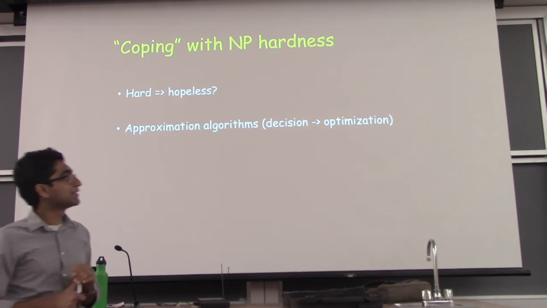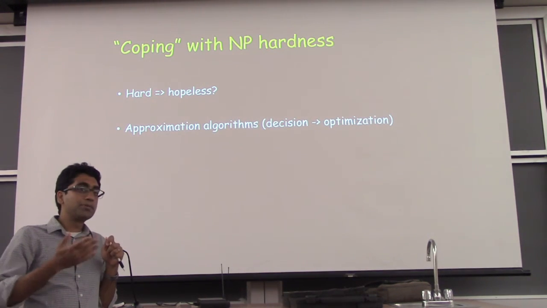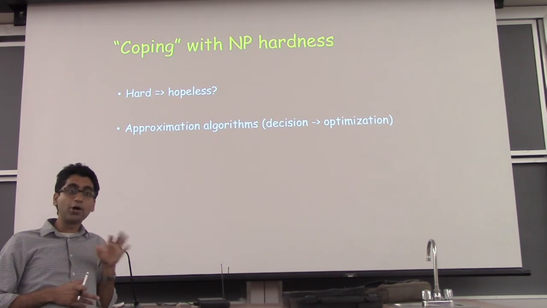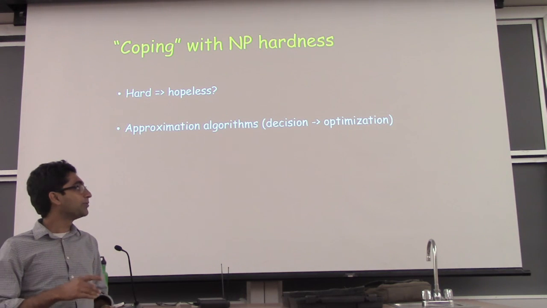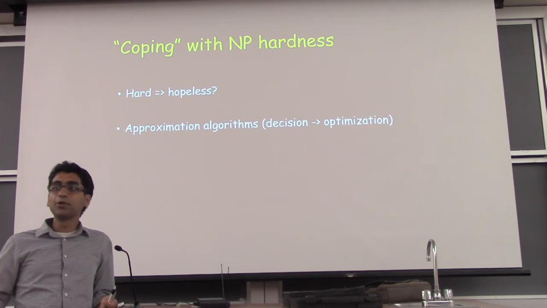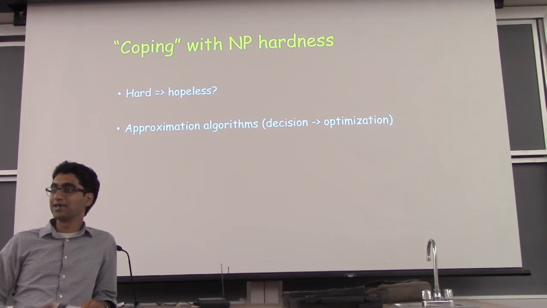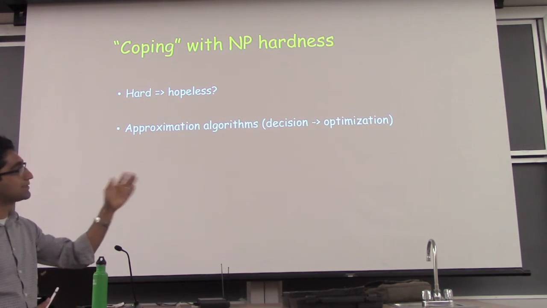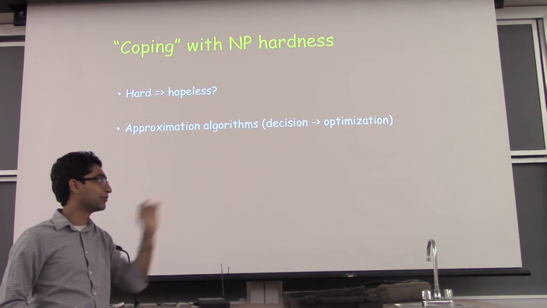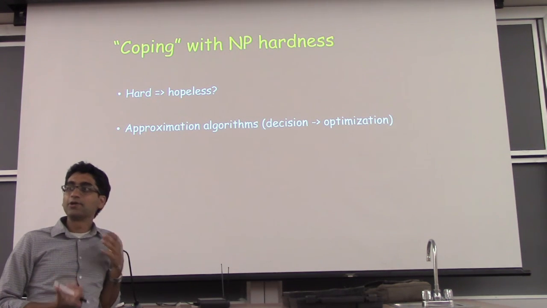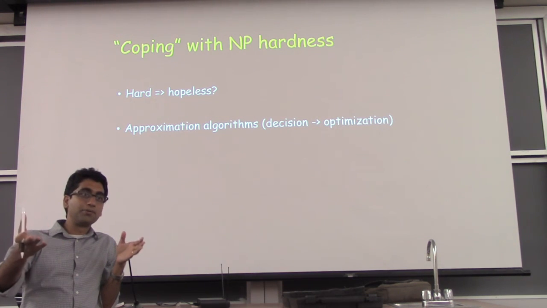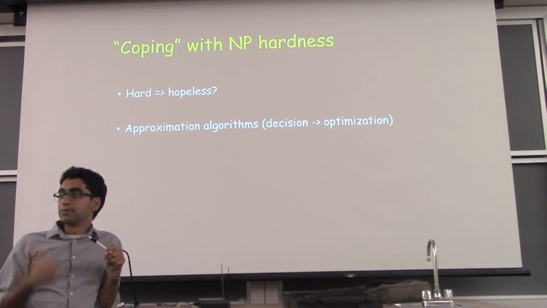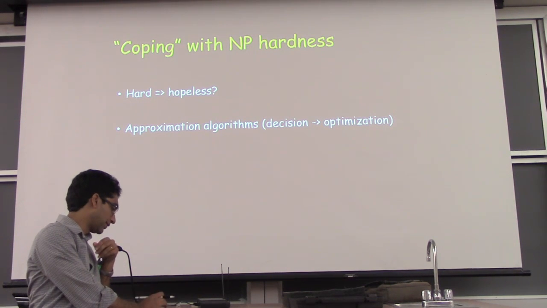So what this suggests is, if a problem is hard, the question is, should you give up hope? That is not always true. For many problems, actually most problems that you really care about solving are NP hard. It's an unfortunate fact of life. The way you deal with this is usually by coming up with what are called approximation algorithms. I try to say, okay, finding the optimum is difficult, but maybe I can find something that's approximately optimal. These are what we call approximation algorithms.